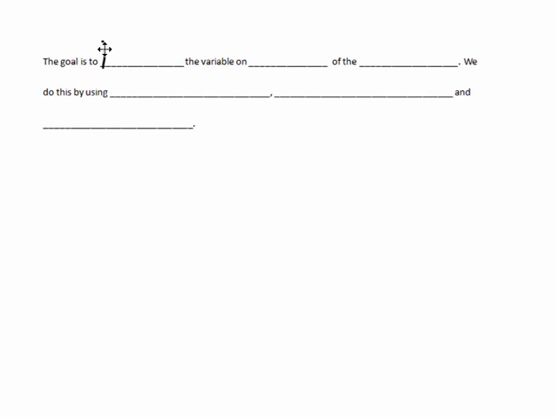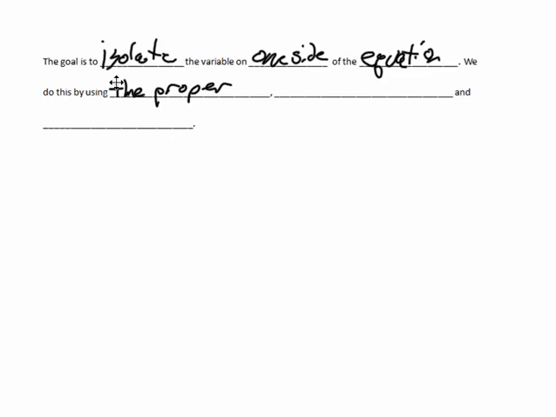The goal is to isolate the variable on one side of the equation. All right, we do this by using the properties of equality and the golden rule of algebra.